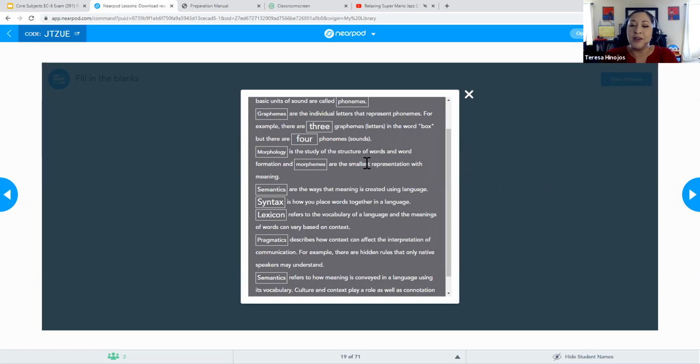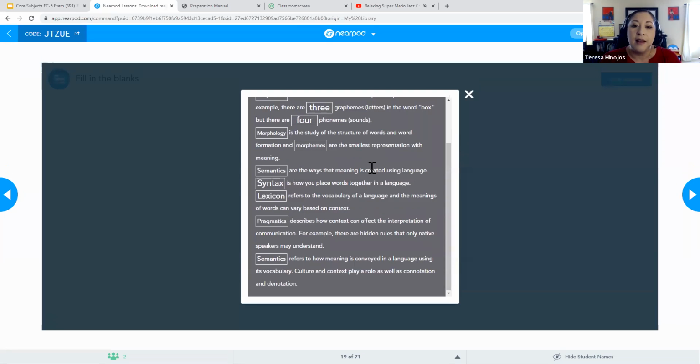So they're not necessarily referring to words, right? But we're thinking of word parts. So you've got your root and your prefixes and your suffixes. Those are going to be those morphemes.